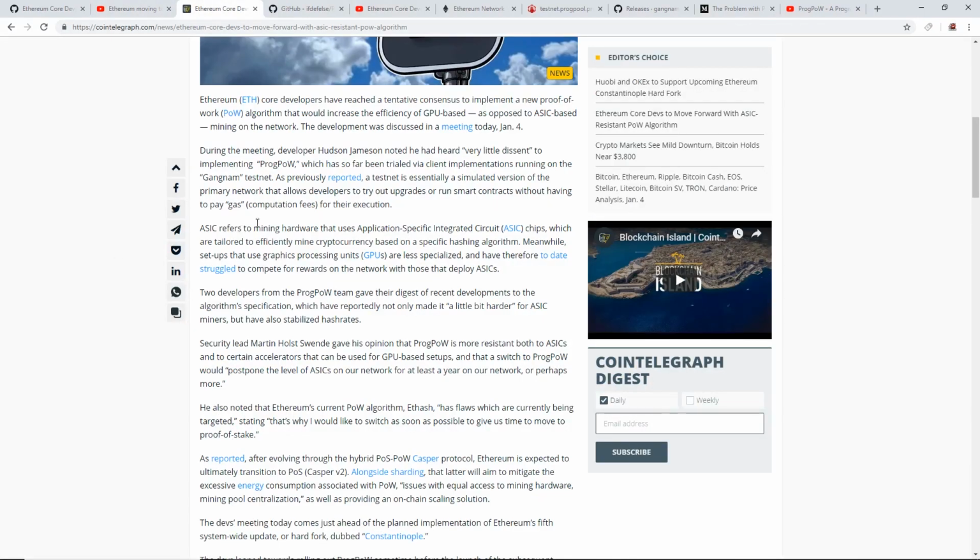Back to the article. So ASIC refers to mining hardware that uses application-specific integrated circuit chips, which are tailored to efficiently mine cryptocurrency based on a specific hashing algorithm. Meanwhile, setups that use graphics processing units, aka graphics cards, GPUs, are less specialized and therefore to date struggle to compete for rewards on the network with those that deploy ASICs.